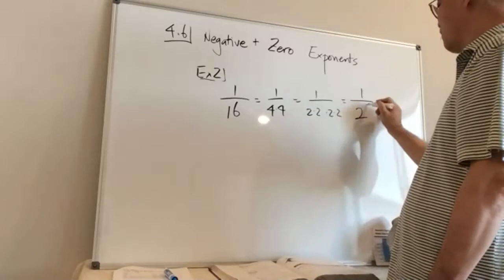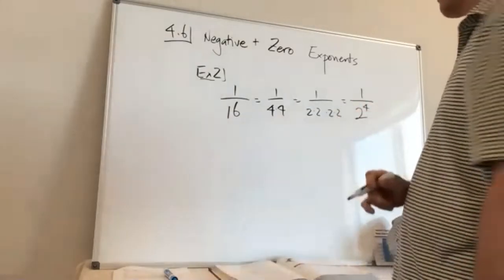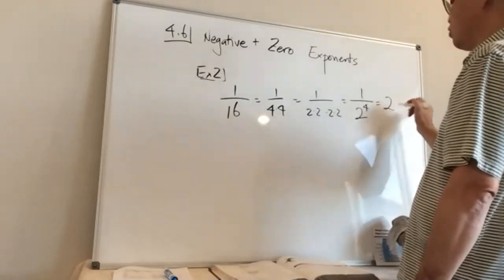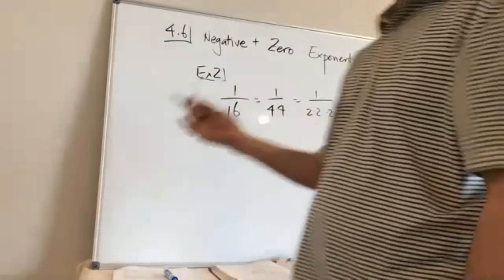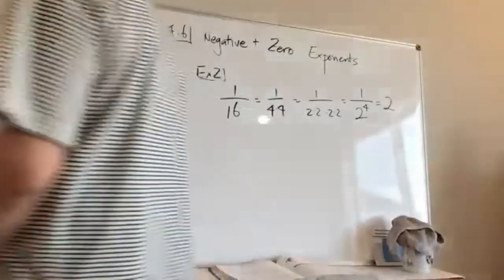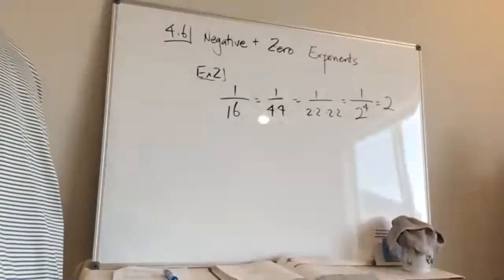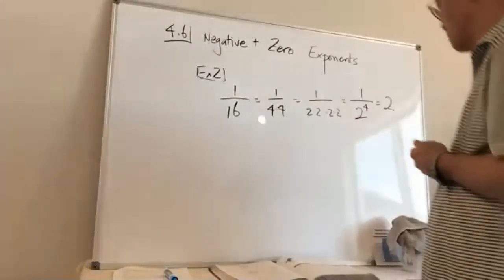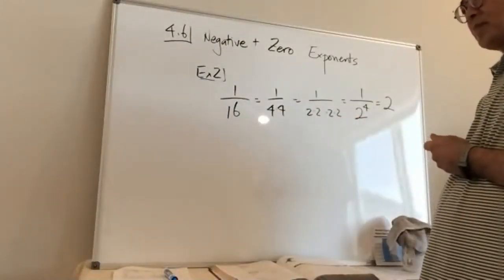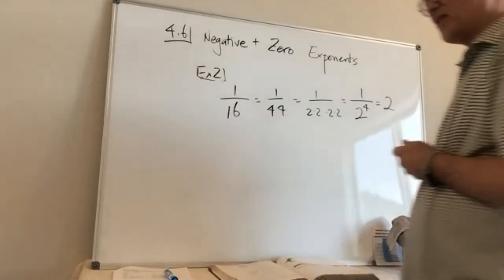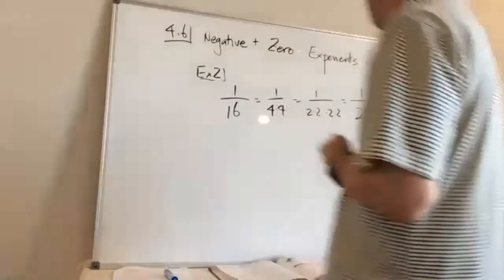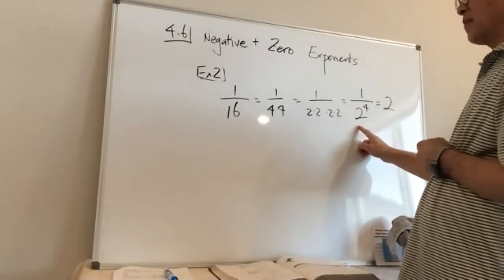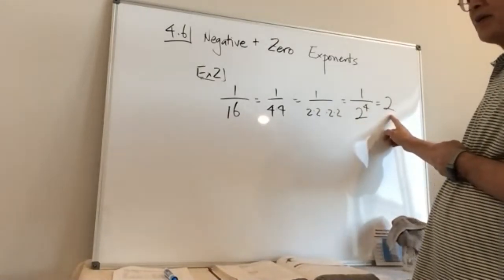How many? There are 4 of them, right? So now, without the fraction bar, I have to say this is 2 to the what power here? Lissandro. Sorry, what? This expression here, 1 over 2 to the 4th, is 2 to the what power?